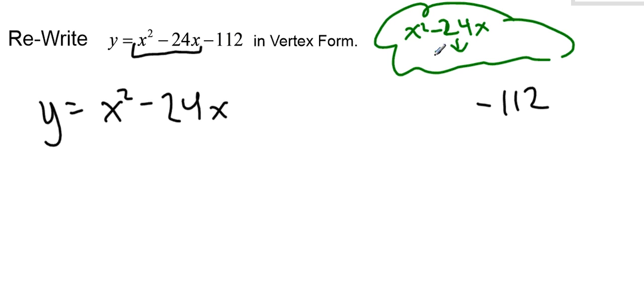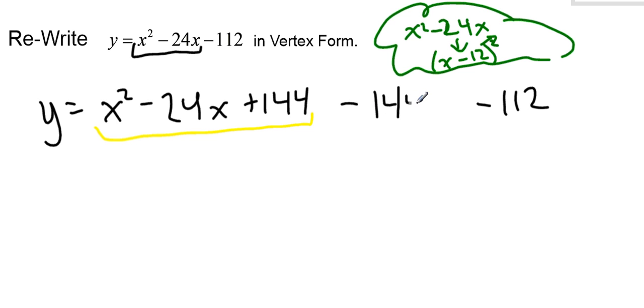So I need to take half of negative 24. Half of negative 24 is negative 12. And if I square 12, what do I get? I get 144. So if I add 144, I've created a perfect square trinomial. But of course, you can't just add 144 unless you also subtract 144. And that gives me a perfect square trinomial and stuff to deal with later.